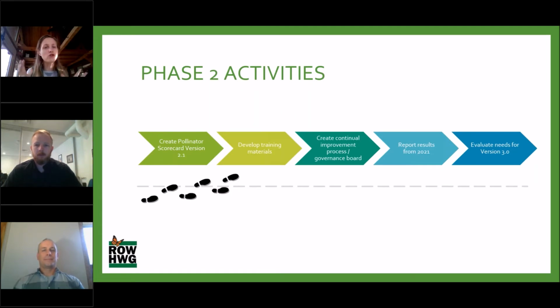So before I turn things over to Erik, I wanted to just also highlight and put in context the version 2.1 in the scheme of the work that we've been doing this past year. So it was, again, we released the initial version of the Pollinator Scorecard last summer, I guess it was. That was version 1.1, had some initial field testing, got some feedback.